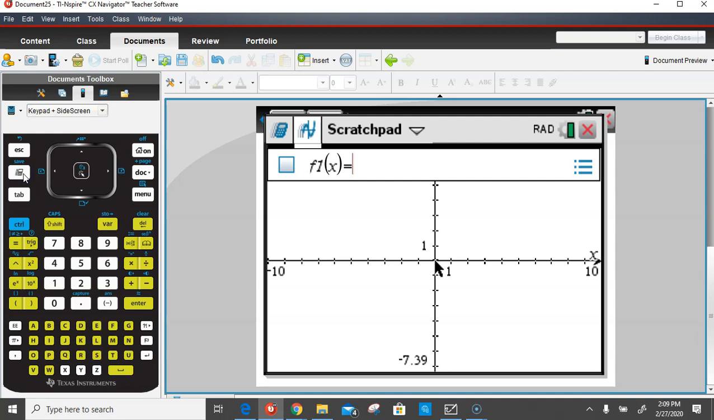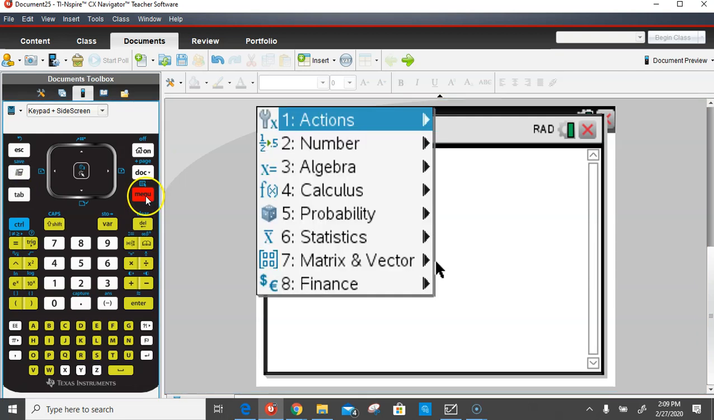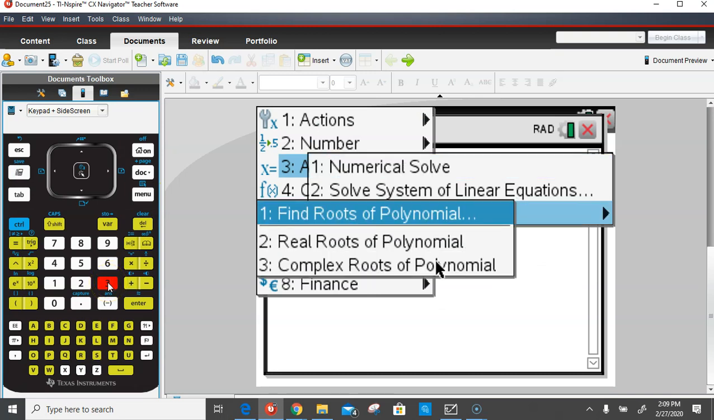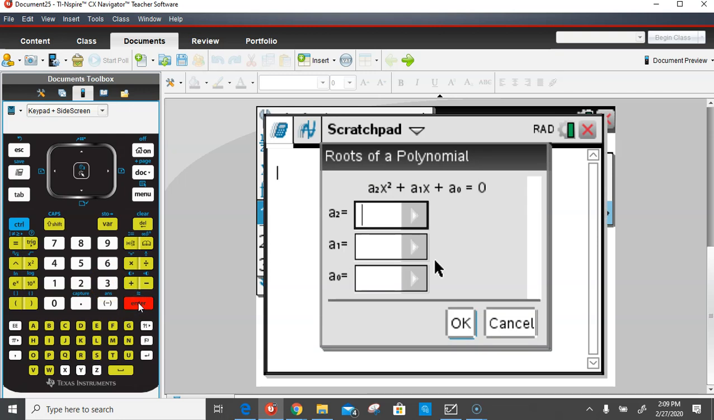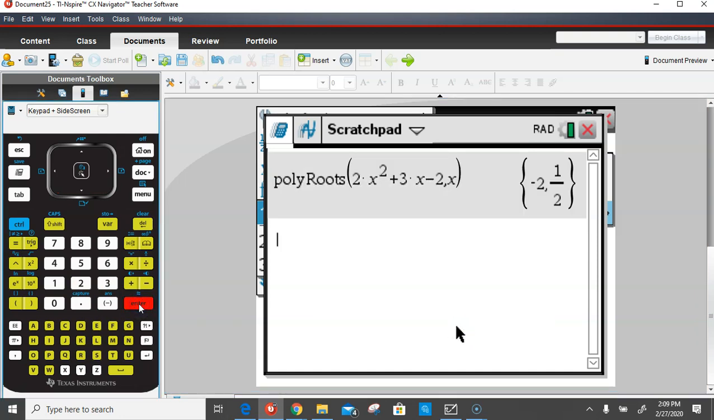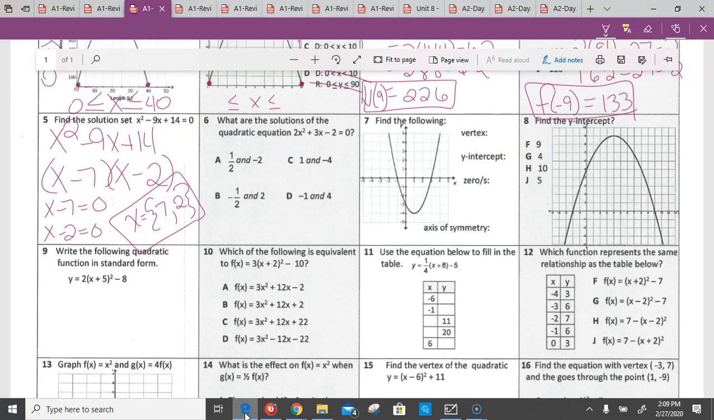So let's go ahead and graph 2x squared. Actually, I can even do it a faster way. I don't have to do that. I can use menu 3 for polynomial, find the roots, and plug in my a, my b, and my c. My a is 2, my b is 3, and my c is negative 2. Okay, enter. And negative 2 and 1/2 are my solutions. Negative 2 and 1/2, choice A.